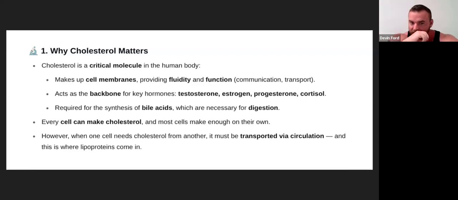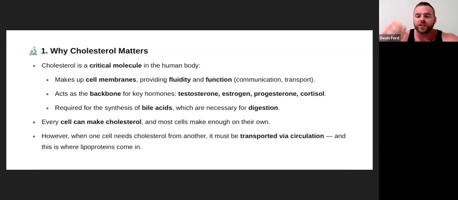Now, because of that, every cell can make cholesterol. And just about every cell in the body has ample amounts of cholesterol. Having a low cholesterol amount in the cell is very rare. If that does happen, your body needs a way to transport cholesterol from one cell to the other, because we do not want to go without cholesterol in any cell for long. So we want to make sure that happens.